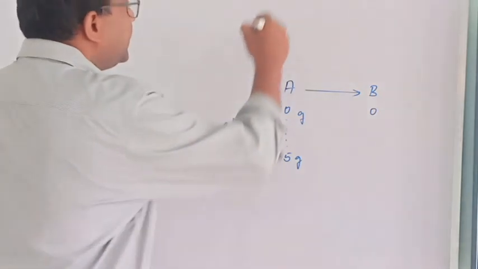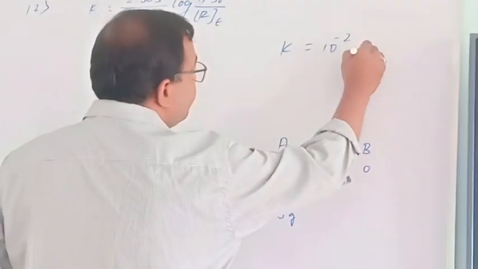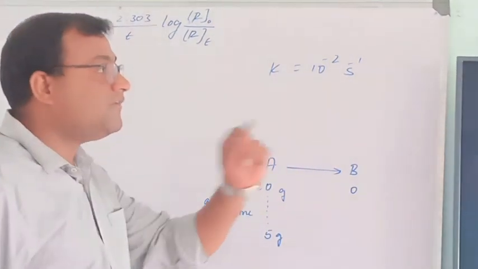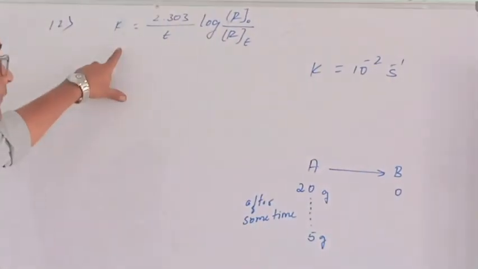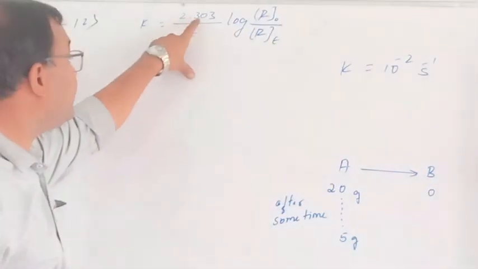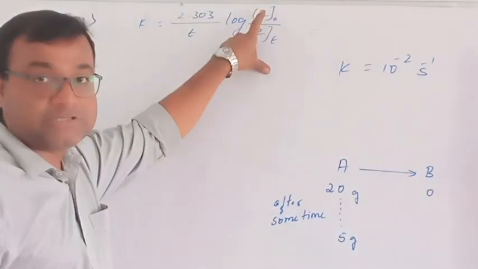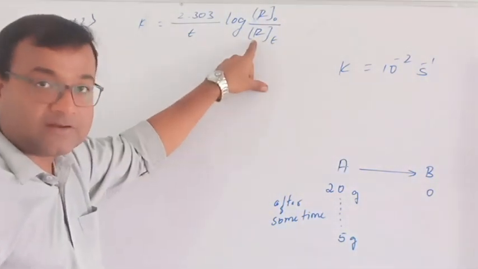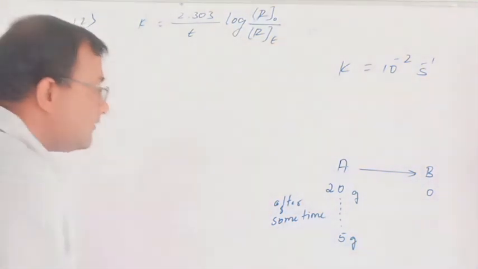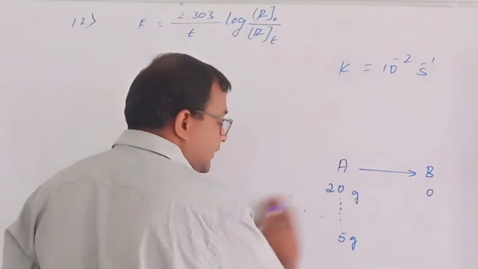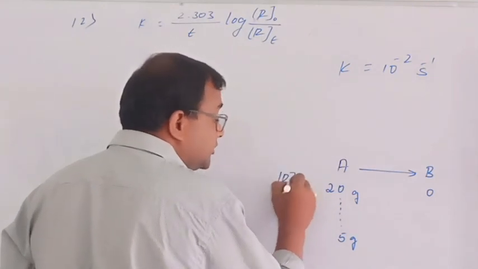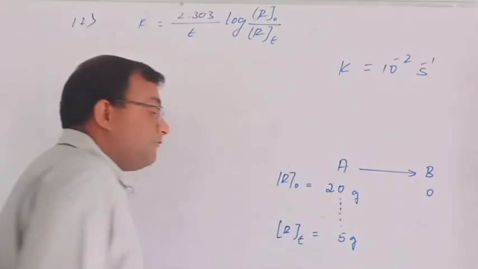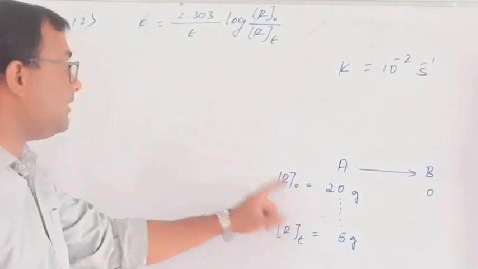Now for that, rate constant K is given, K is equal to 10 power minus 2 per second, and which order is it? First order. Now let's apply here: K is equal to 2.303 by T log R0 by RT, where R0 is the initial concentration of the reactant A, and RT is the concentration left after some time T. Let me consider this 20 gram is R0, the initial concentration, and this 5 gram is RT, the final concentration of A after some time. This time we need to find out.